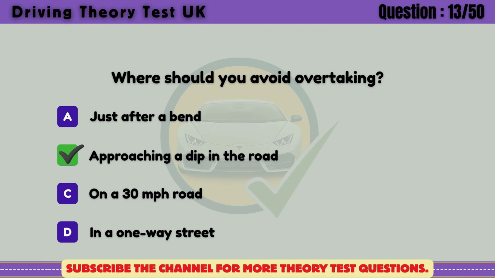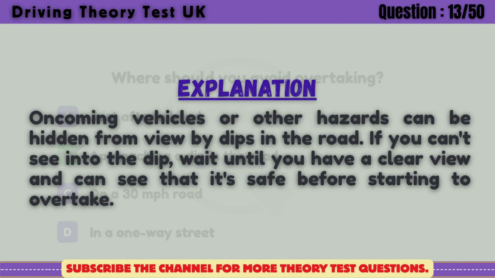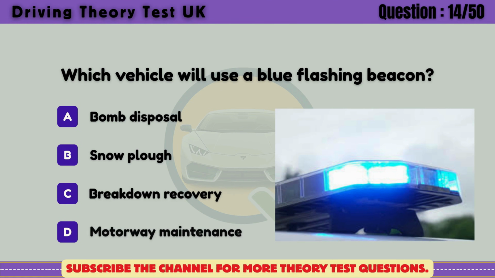Answer is B. Approaching a dip in the road. Oncoming vehicles or other hazards can be hidden from view by dips in the road. If you can't see into the dip, wait until you have a clear view and can see that it's safe before starting to overtake.